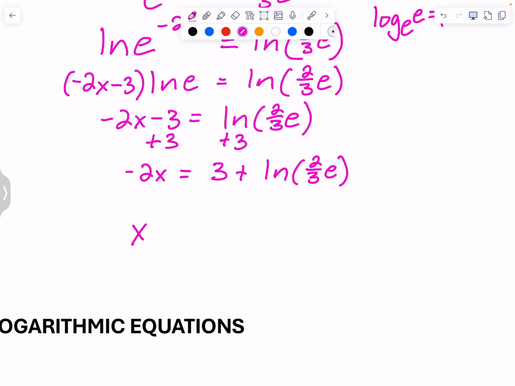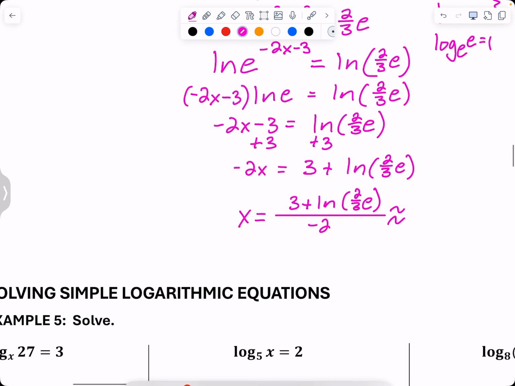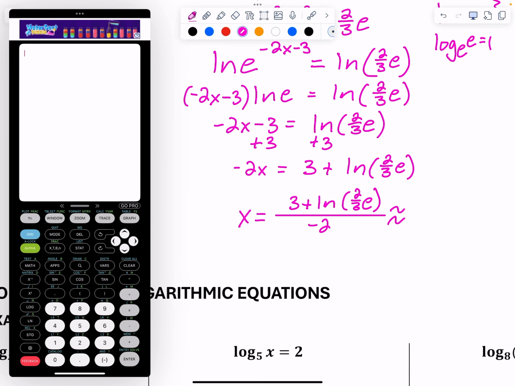Last step. x equals 3 plus ln of 2/3 e, over -2. Now it's a calculator problem. Just be careful the way you plug it in. Did you guys get -1.7973?